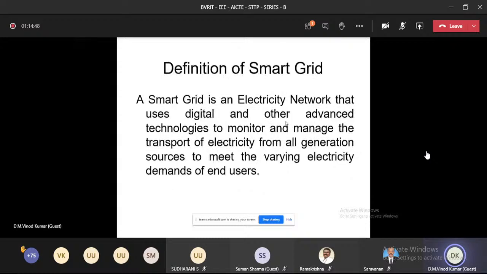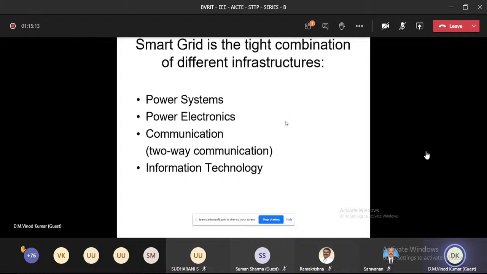Another definition: a smart grid is an electricity network that uses digital and other advanced technologies to monitor and manage the transport of electricity from all generation sources to meet the varying electricity demands of end users. Because everything is digital, whether analog sensors or anything else, it uses digital. Therefore, as I mentioned, it will have several things: power systems, power electronics, and communication, that is, two-way communication.